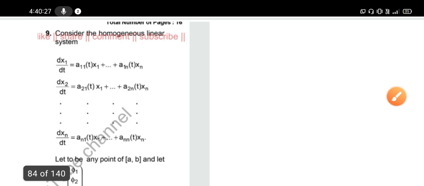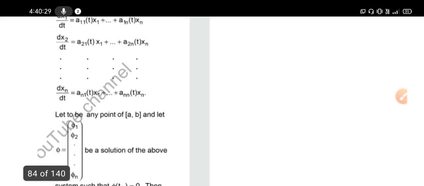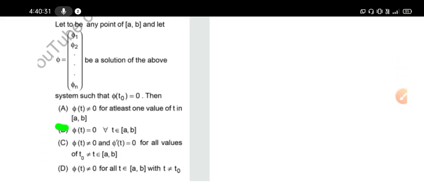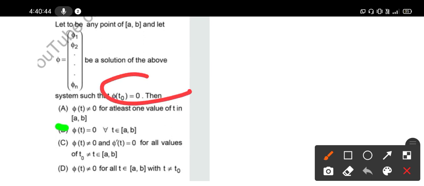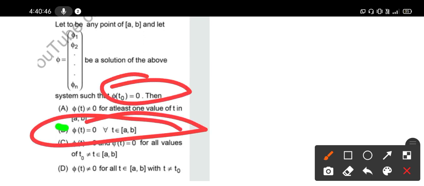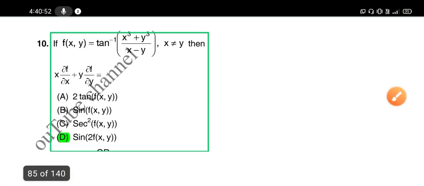Consider the homogeneous linear system. Here the equation is given. Let t naught be any point in [a,b] and let phi is equal to (phi 1 to phi n) be a solution of the system such that phi of t naught is equal to 0. Then phi of t is equal to 0 for all t belonging to the closed interval [a,b]. Option B is correct. Next question.